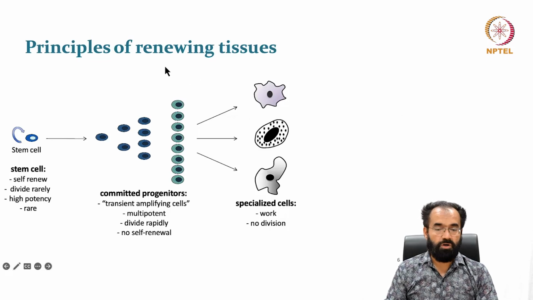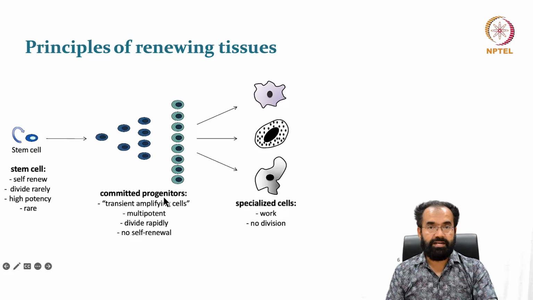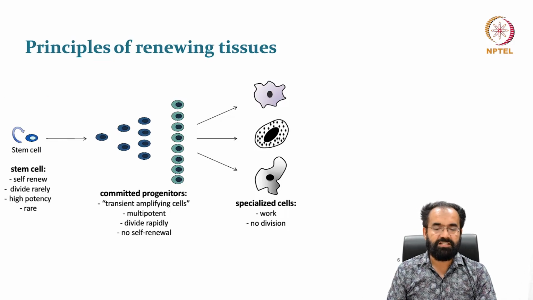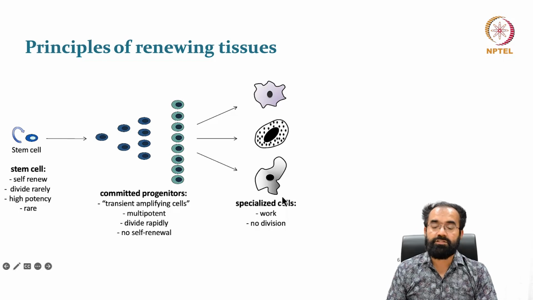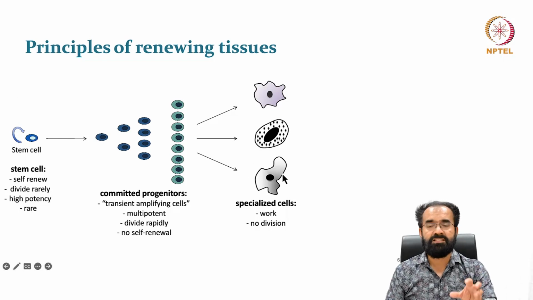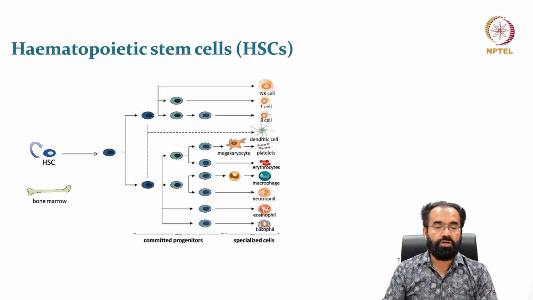The principles of renewing tissues. Stem cells are able to make a copy of themselves. They can self-renew, divide rarely, have high potency, and are found rarely, and they give rise to committed progenitors. That means they have a defined direction now. They are called committed progenitors. They are transiently amplifying cells. They are multipotent. They divide very rapidly, and they have no self-renewal capability. They must come from the stem cell, and they give rise to specialized cells. So this is the simple principle of renewing of the tissue.